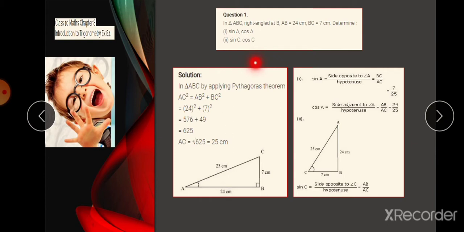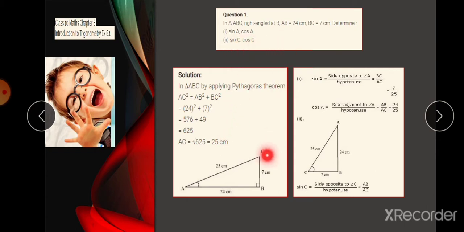I told you already in Part 1, A and C are two angles. Based on which angle you are taking, the hypotenuse will be constant. For angle A, opposite will be BC and adjacent will be AB. Suppose you are taking angle C, then opposite is AB and adjacent is BC. So let me see what they are asking, to find sin A, cos A.